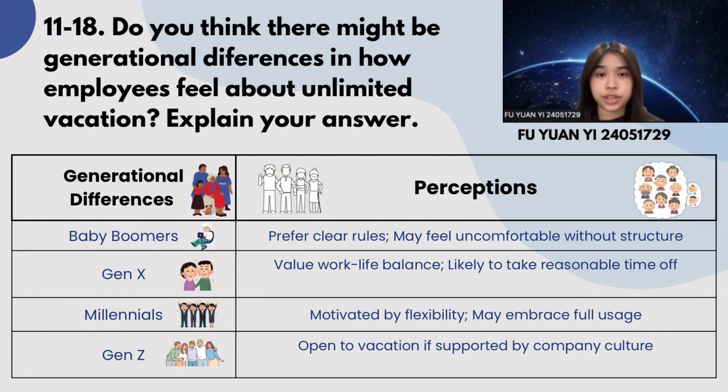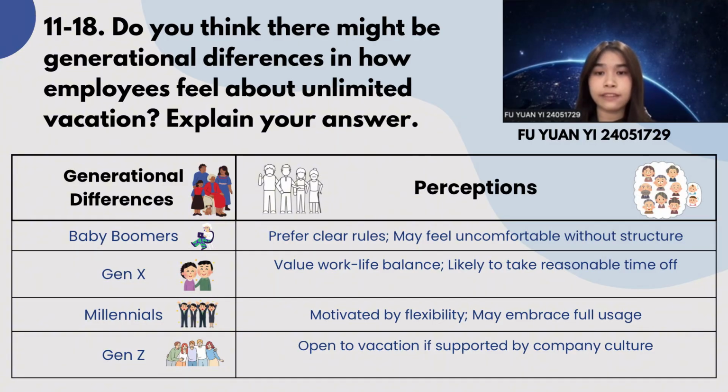Unlimited vacation may sound attractive, but employees from different generations perceive it very differently. For baby boomers, unlimited vacation can feel uncomfortable. They grew up in a work environment with clear rules, seniority-based benefits, and fixed vacation days. Because of this, a vague policy may create uncertainty. They may worry about fairness, about whether taking too much leave looks irresponsible, or whether managers will judge them negatively. As a result, baby boomers may actually underuse unlimited vacation even when it is available, because they associate commitment with physical presence at work.